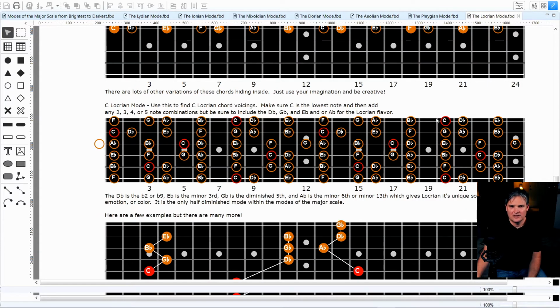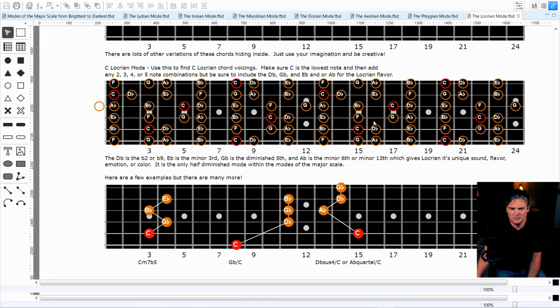Alrighty. So to get an exclusive Locrian voicing, we need to make sure and include the flat 5 and the minor third. Now I also have here the flat 2 and the flat 6, or the flat 9 and the flat 13. You don't really necessarily need those. All you really need is the minor third and the flat 5, and that's going to give you the Locrian sound.